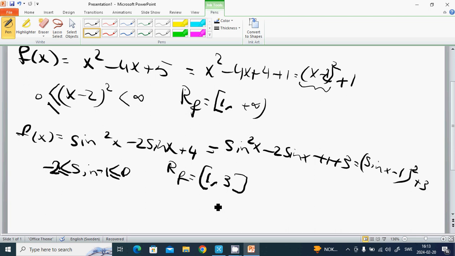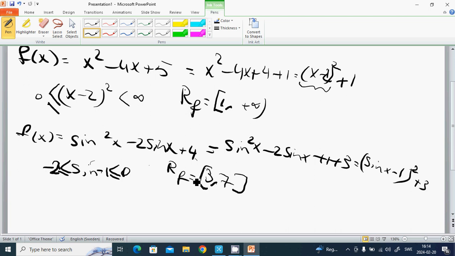Oh, excuse me, it is power by 2. (Sin x minus 1)² is between 4 and 0. Then plus this one is 3 and 7, because this value power by 2 is 4 and 0, and 4 put it here, then it is 3 and 7.